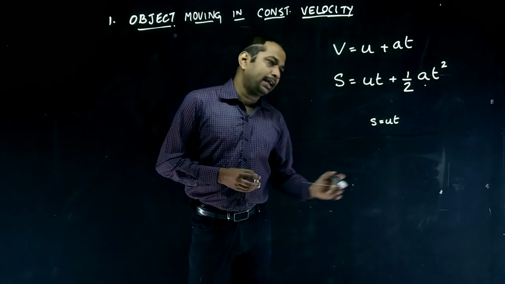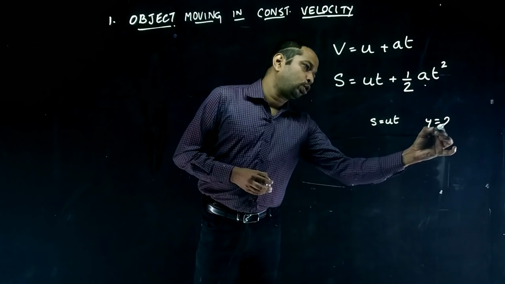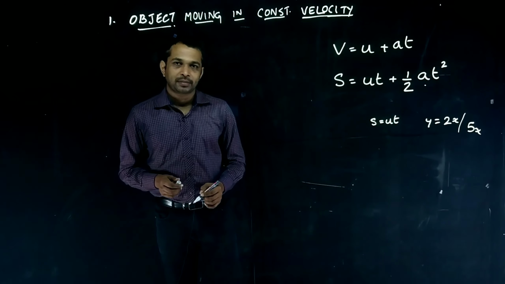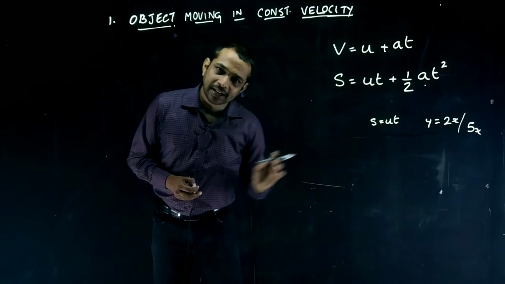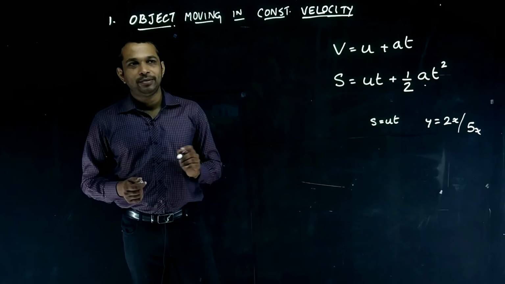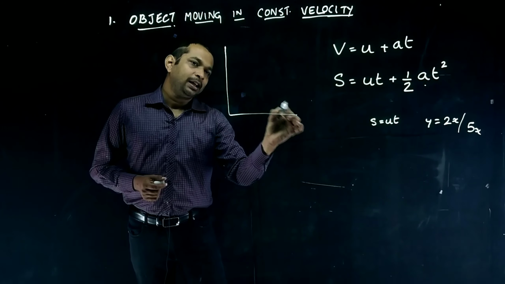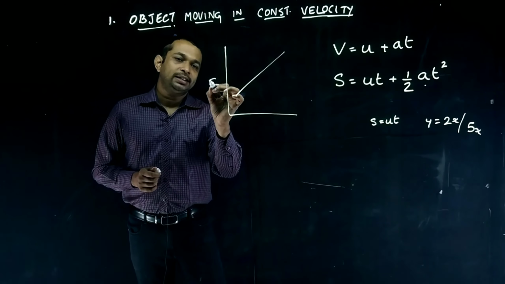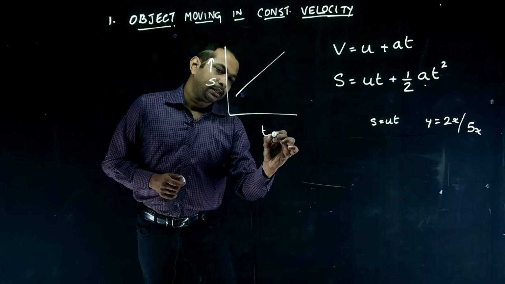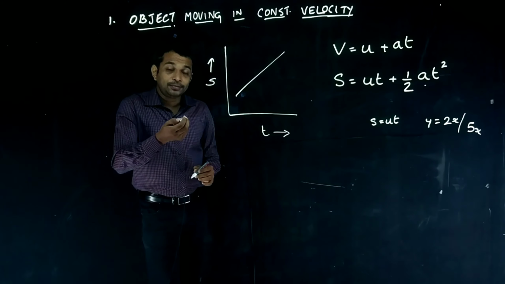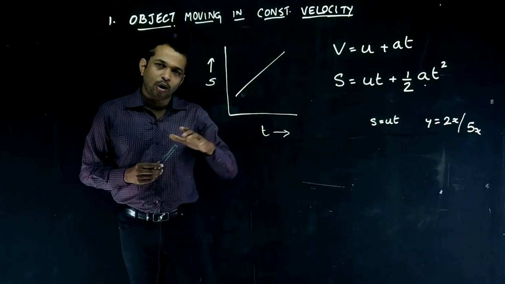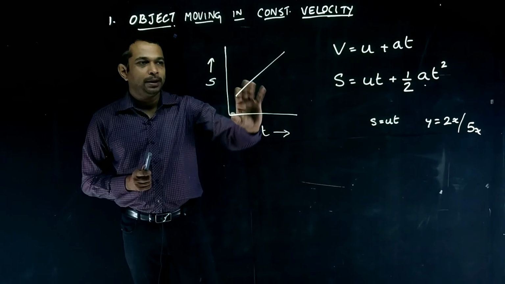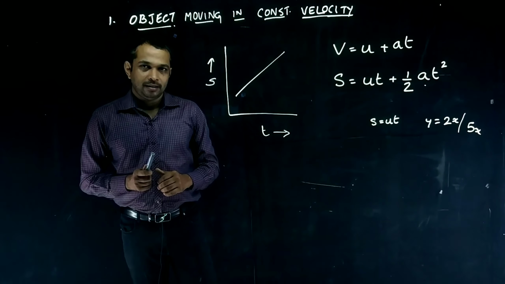This is the same as y is equal to 2x or something like 5x, right? So this is a first degree equation, and how will the graph look? It will be a straight line, right? So this is how the distance time graph will look if the object is moving at a constant velocity. It will be a straight line and the slope of that line will be constant, right?